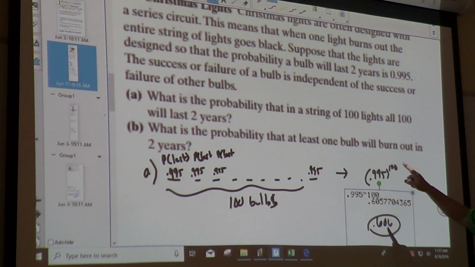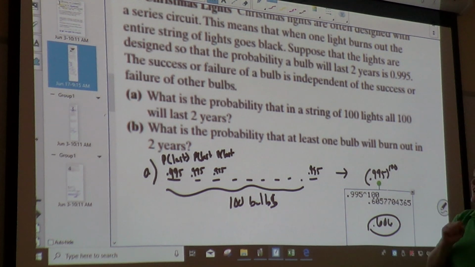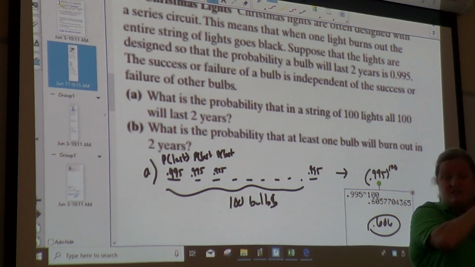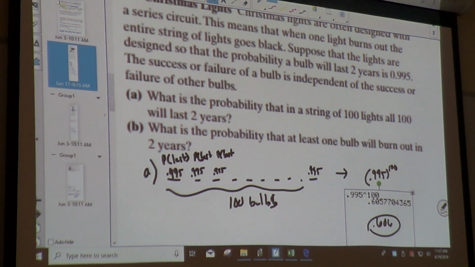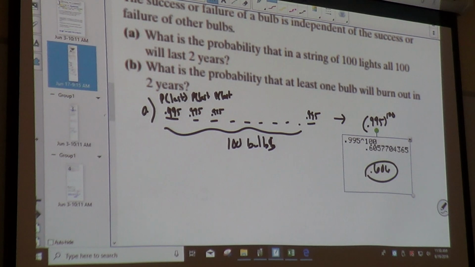What is the probability that at least 1 bulb will burn out in 2 years? Because if 1 bulb goes out, what's gonna happen? All of them gonna go out. Now, what did I tell you Monday if I say at least? If I tell you at least, you're going to do 1 minus. Now, we've got to figure out, 1 minus what?